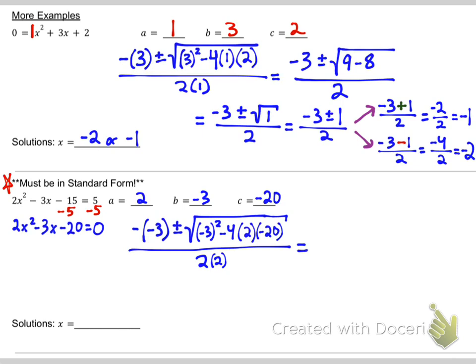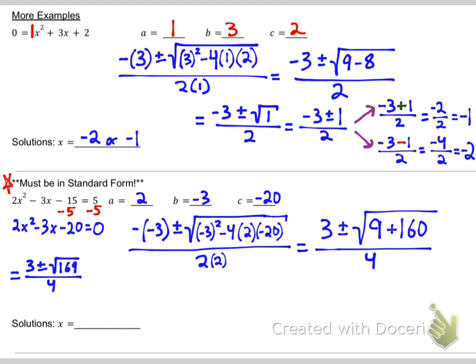And when we do negative of negative 3, well, the opposite of a negative is a positive, so 3 plus or minus the square root of negative 3 squared, which is positive 9. That's another place where if you don't have the parentheses, a lot of people will write negative 9 instead. And we get 160 when we multiply all of that. A negative times a negative is a positive, so it's plus 160, all divided by 4. And 160 plus 9 is 169, which is 13 squared.